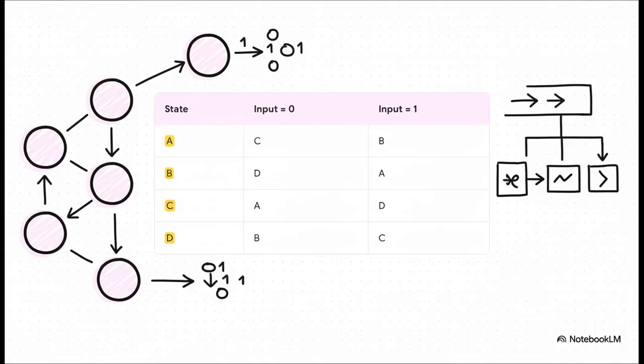And now check this out. This is the exact same machine, just in a totally different format. This is a transition table, and it holds the exact same information as that diagram. You could just look it up. If you're in state A and get a 1, the table says go to B. If you're in B and get a 0, go to D. The diagram is great for us humans to see the big picture, but this table is how a computer would actually store and use the rules. It's the same logic, just two different ways of looking at it.